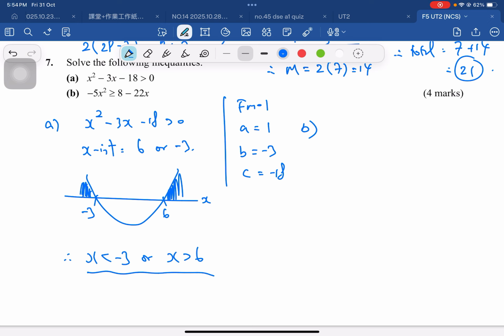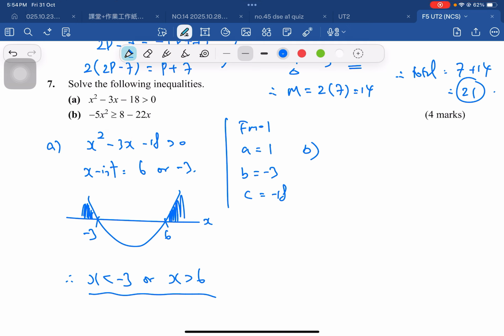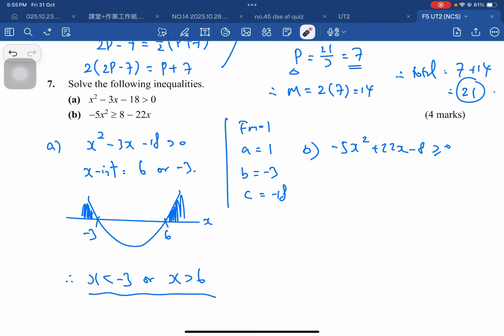And then for part B, this is not actually the general form of a quadratic, isn't it? So first of all, we change all the terms to the left-hand side. So I have plus 22x minus 8 greater or equal to 0. So from here, this is negative, I'm moving it to the left, it becomes positive 22. This is positive 8, moving to the left-hand side, it becomes negative.